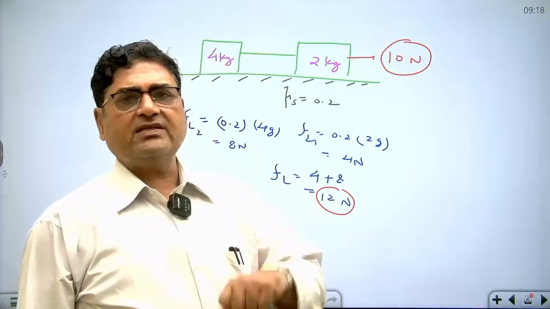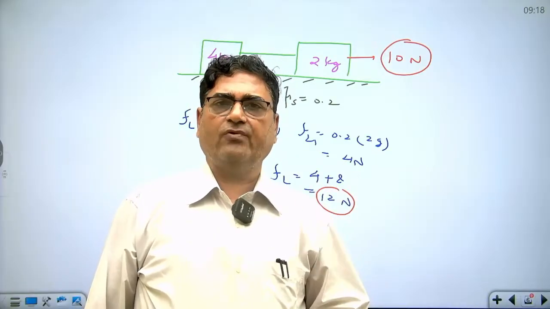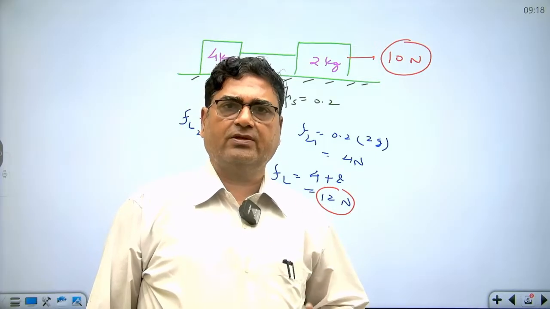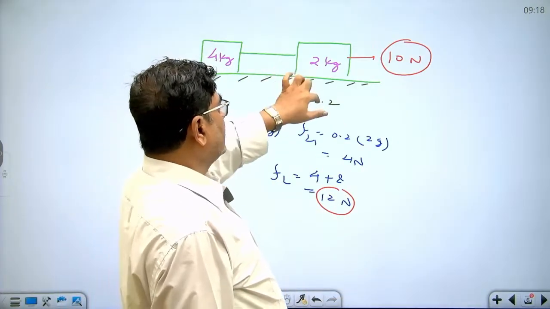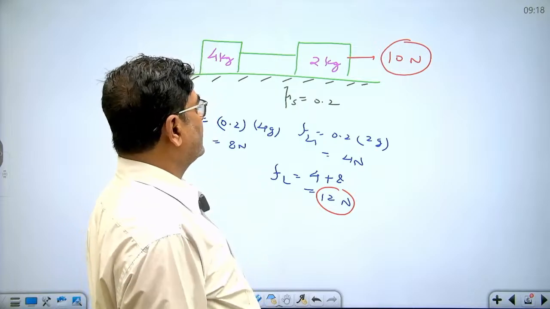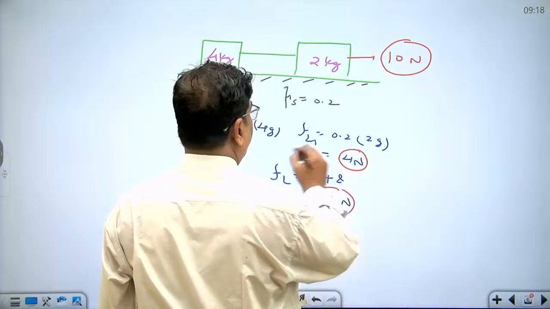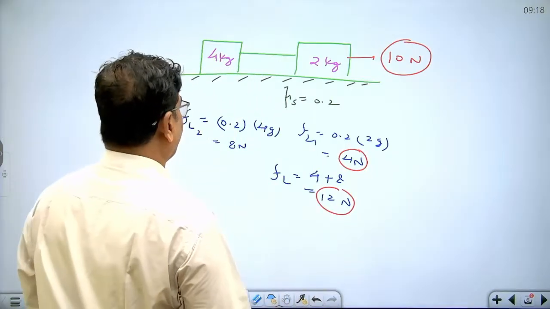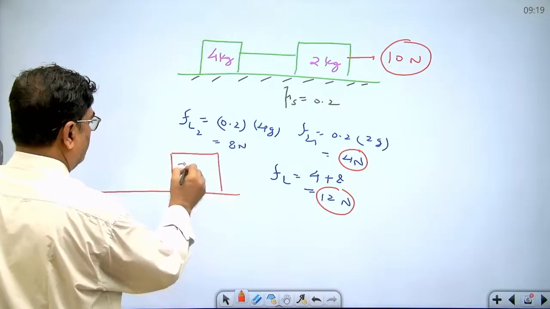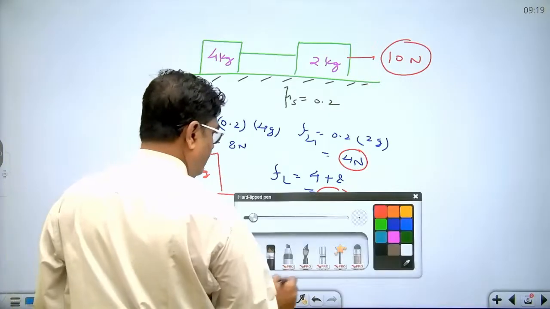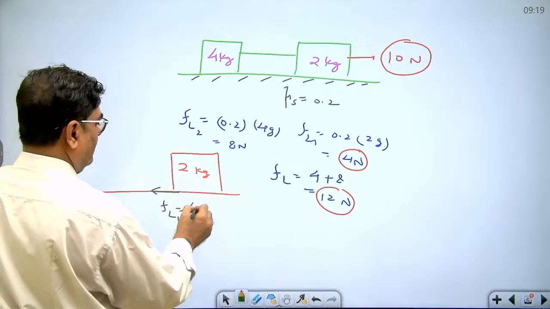The maximum frictional force acts on the block on which the net applied force or net attempted motion has the direction. So here the force of 10 Newton is applied on the 2 kg block. So on the 2 kg block, maximum frictional force will be there, and maximum frictional force will be limiting frictional force. Here limiting frictional force is 4 Newton. So between 2 kg and the ground, the frictional force FL1 is equal to 4 Newton.